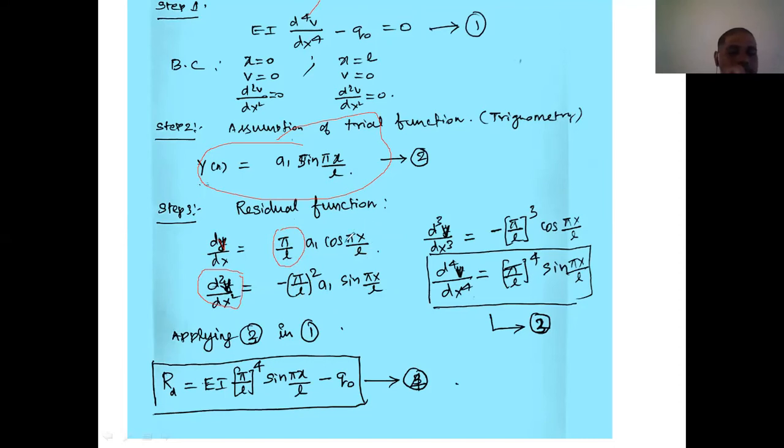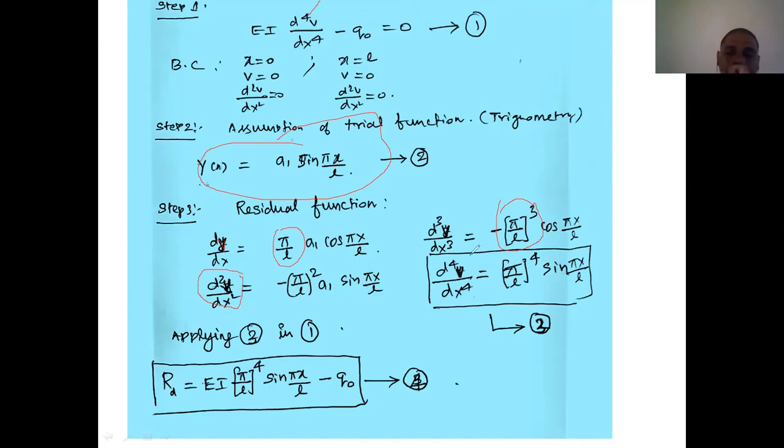If you differentiate the term pi x by l, you will get pi by l, and again you have to multiply it by pi by l. The pi by l term becomes minus pi by l the whole square. Similarly, if you differentiate one more time, you will get one more term pi by l, and this term becomes pi by l the whole cube, and the sine, if you differentiate the sine term, it will become cos pi x by l.